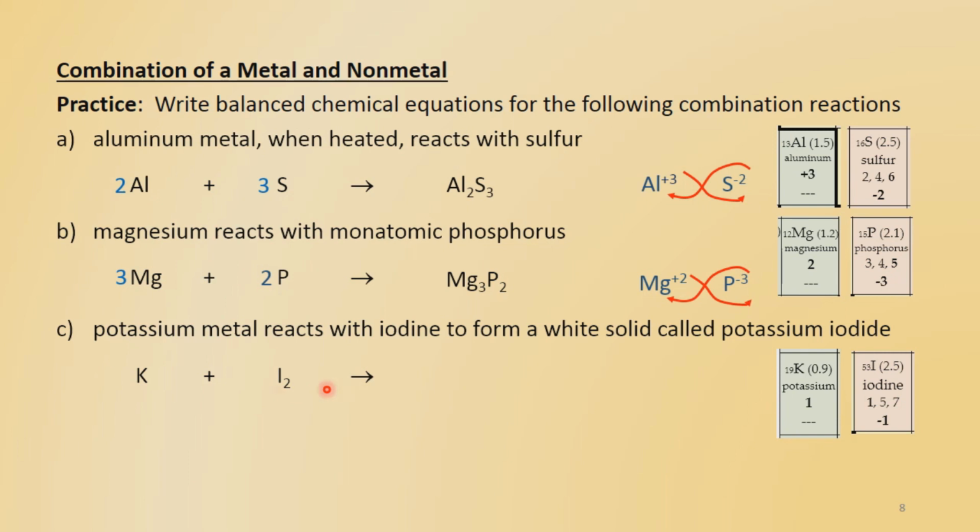Now what about the formula of potassium iodide? Well, the charge of potassium, a group 1A metal, is always +1, and the charge of the anion of iodine has to be -1. So they will combine in a 1-to-1 ratio, potassium iodide. Now I have 2 iodines on the left. I'll need to put a coefficient of 2 in front of KI, and that gives me 2 potassiums on the right. I'll need to put a coefficient of 2 in front of K on the left. And that takes care of it.